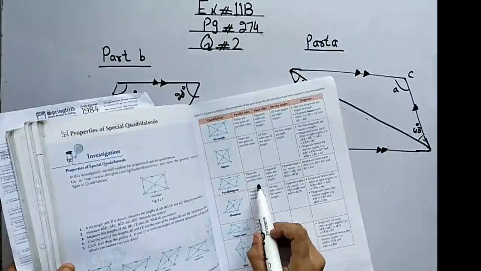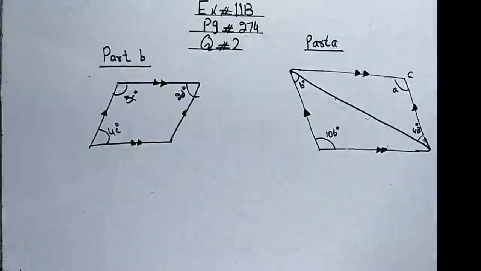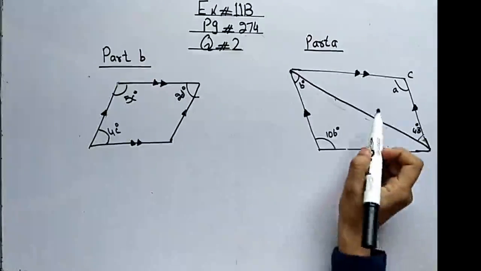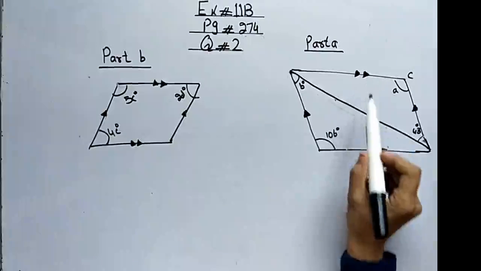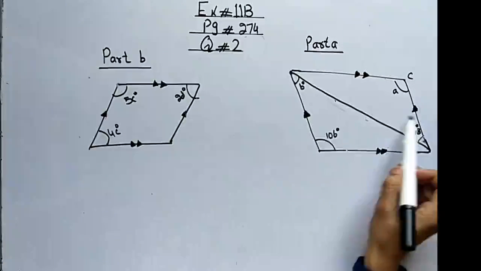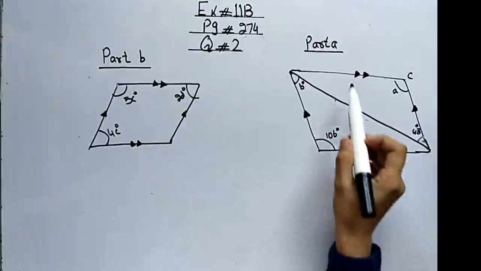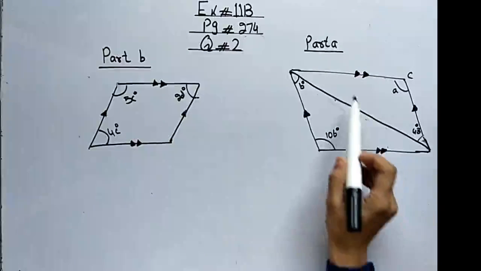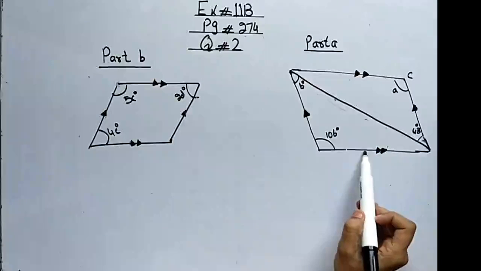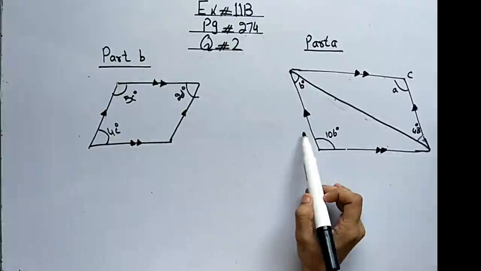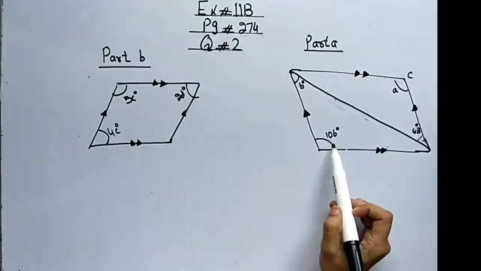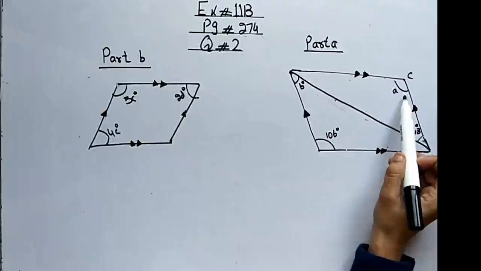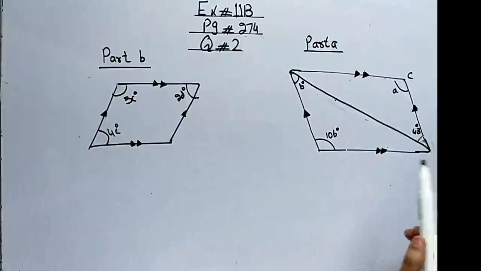There are two pairs of parallel lines and opposite sides are equal in length. So these two lines are parallel to each other and these two lines are parallel to each other. It means these two sides are equal in length and these two sides are also equal in length. And the third property of the parallelogram is the opposite angles are equal.